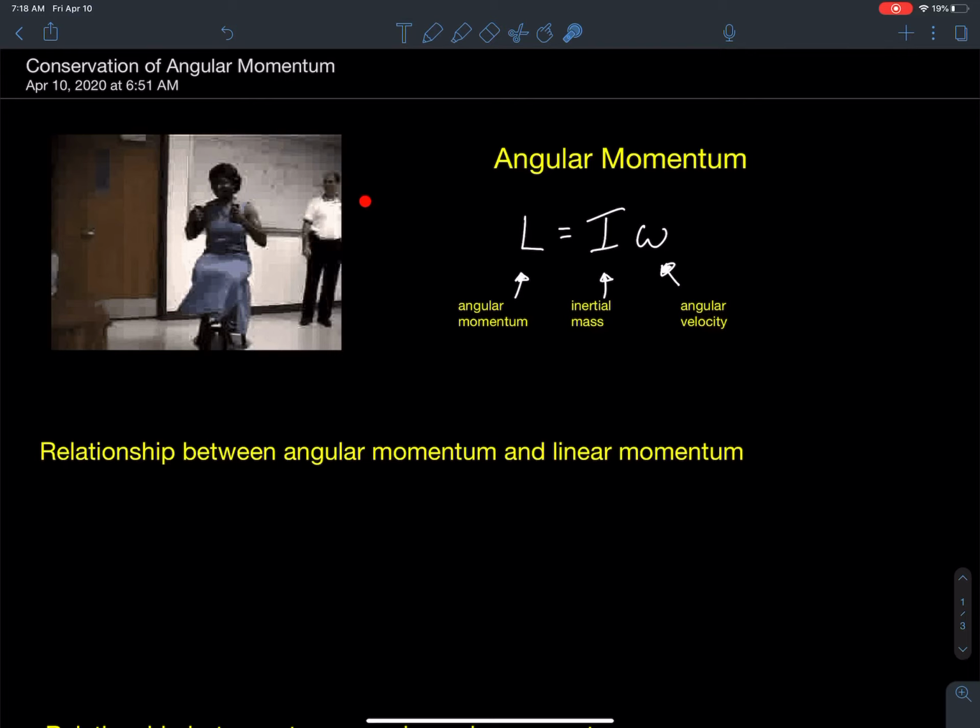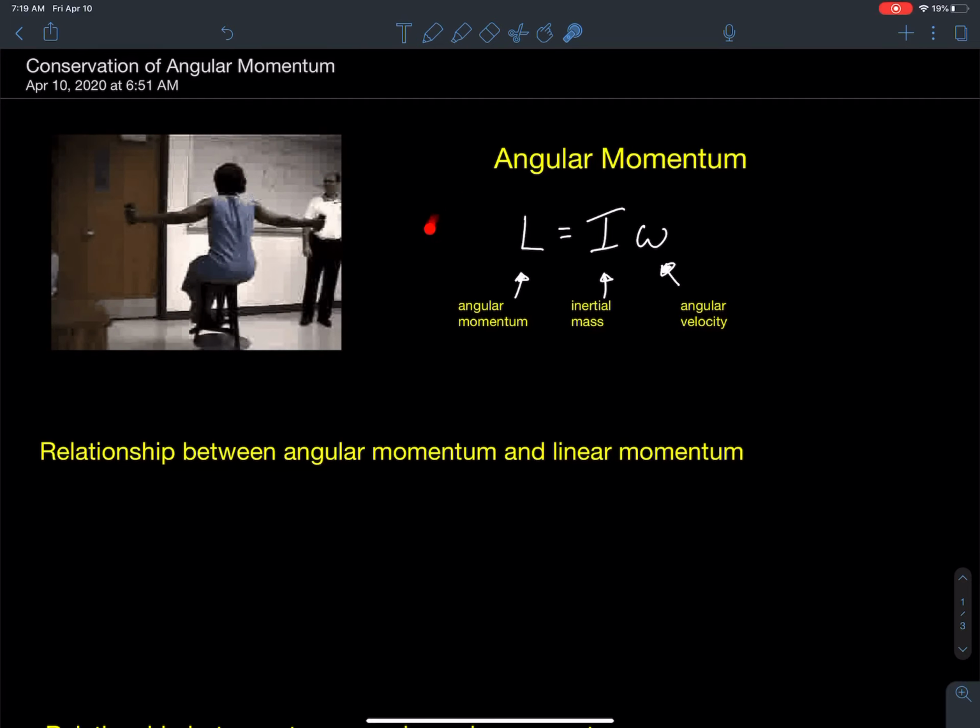That's what Habiba was looking at in her IA. And the result of changing her inertial mass caused an increase in her angular velocity. And that's based on the principle of conservation of angular momentum, which we're going to cover a bit later on. But to be able to understand why this is happening, we first need to talk about what angular momentum is.